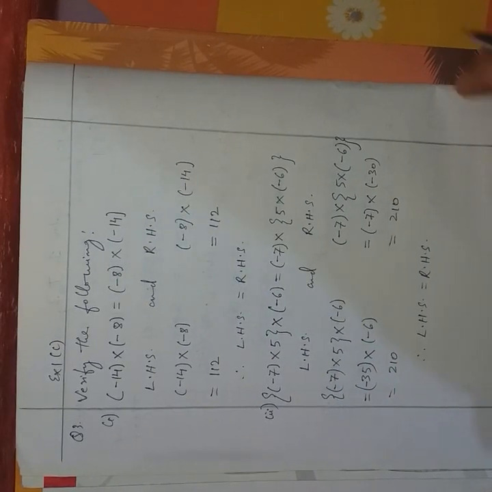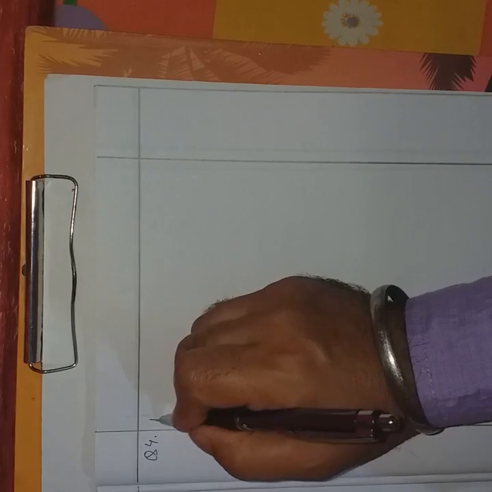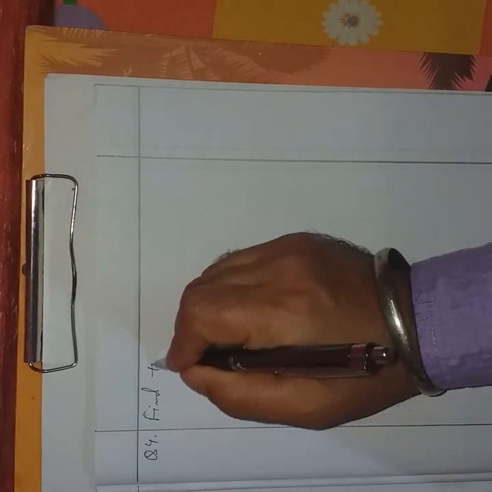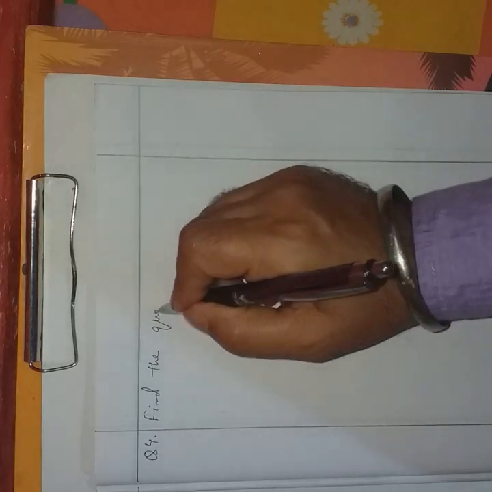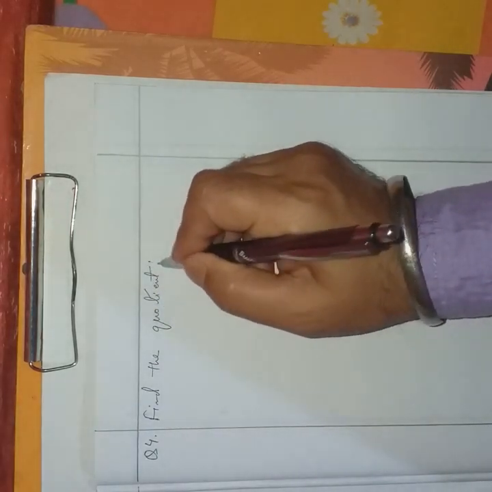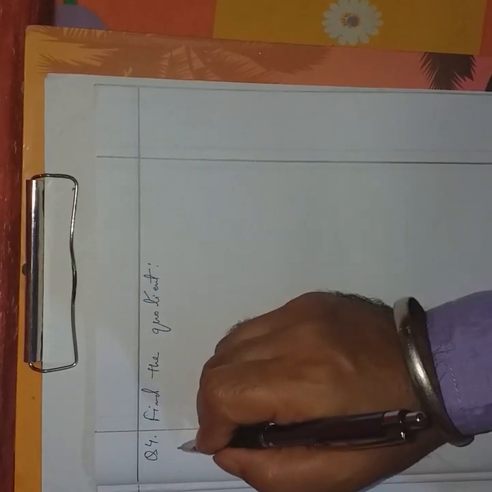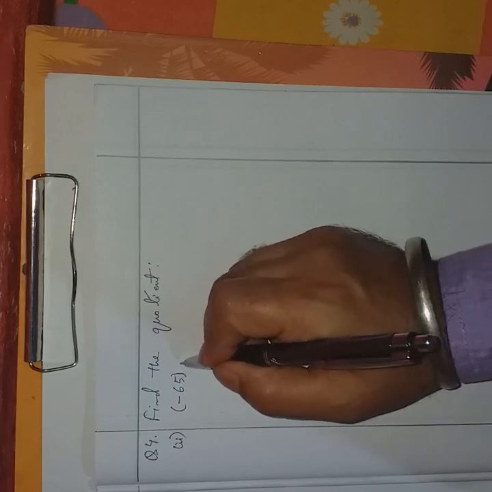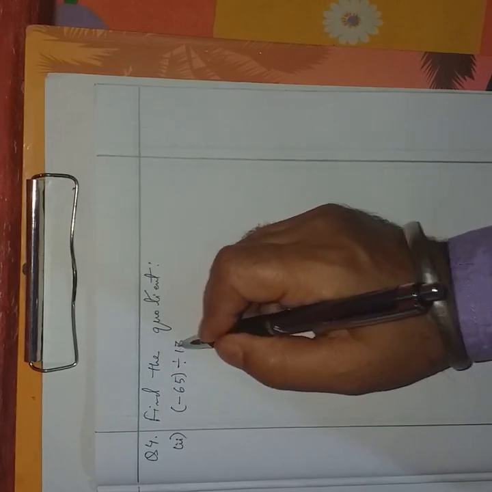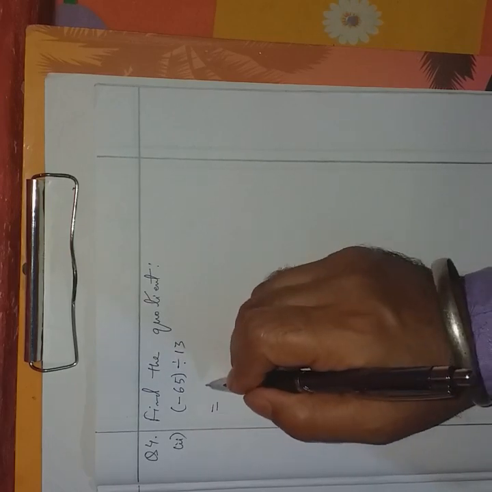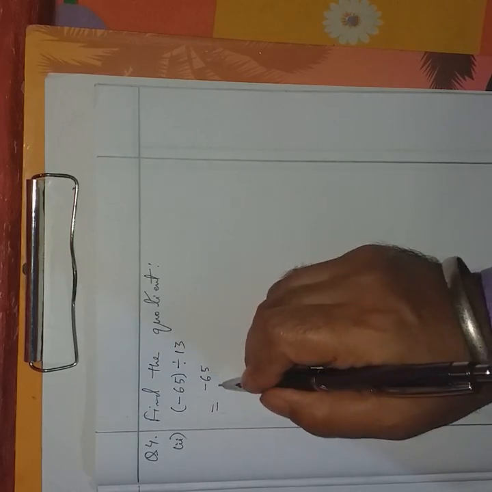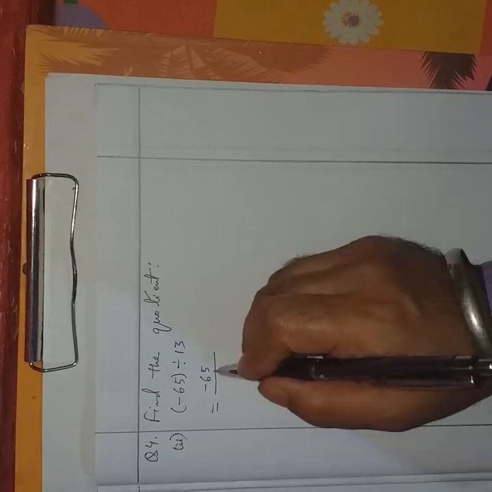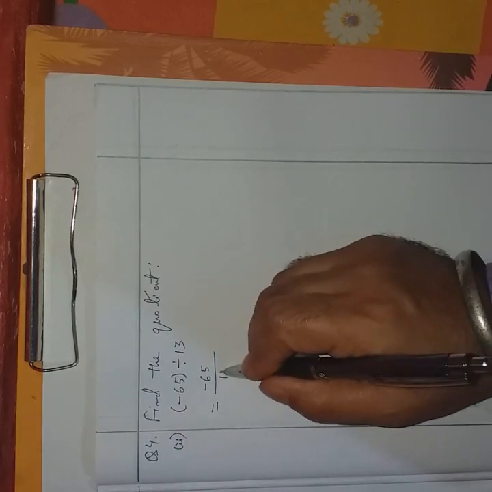Now we are moving to question number 4. Question number 4 is like this: find the quotient. I am doing question number 2: minus 65 divided by 13. So here what you will do, you write in fractional form. Minus 65, in place of divide put this line and write this 13 here in the denominator.